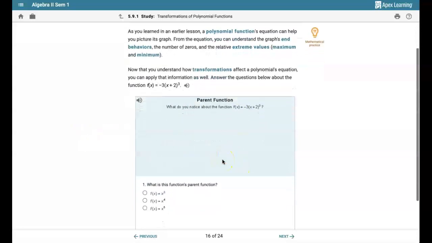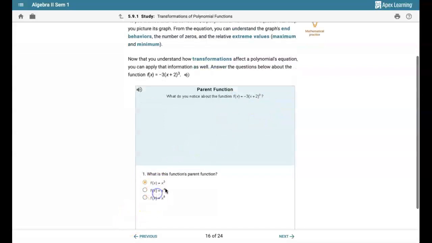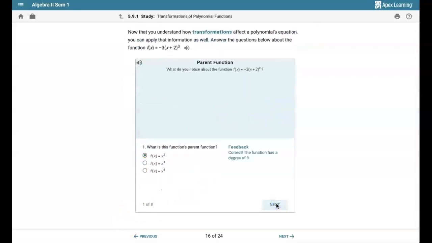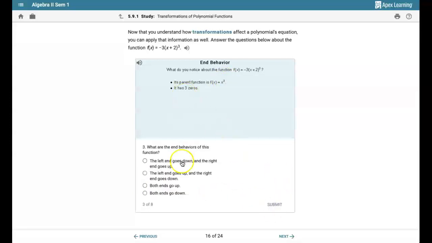Noticing here, if we look at this, we can see that we have something to the 3rd power. So we can see that this is a parent function. It looks a little bit more complicated, but we can still see that it's a parent function. And it's going to have 3 zeros, knowing that this is our parent function.